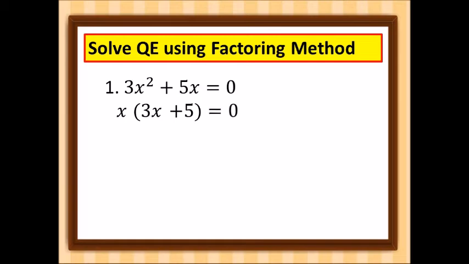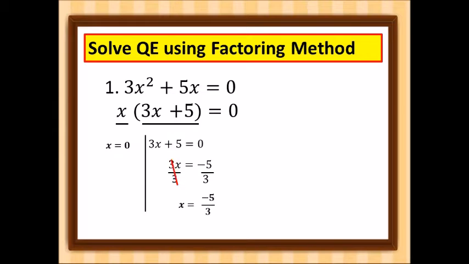So we equate the first factor to 0, and of course, we equate also the second factor to 0. So let's solve for the values of x. So we have 3x is equal to negative 5. Divide everything by 3. We cancel out the 3. So x is equal to negative 5 over 3. So for number 1, the values of your roots there are x is equal to 0 and x is equal to negative 5 over 3.